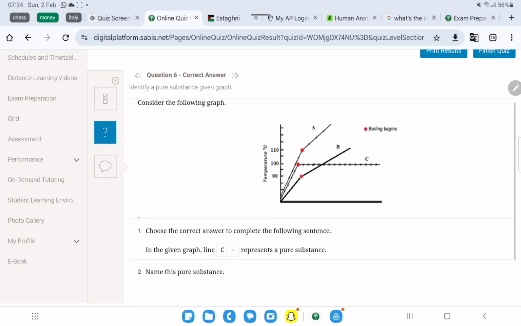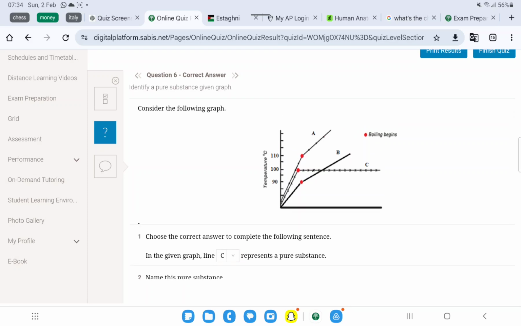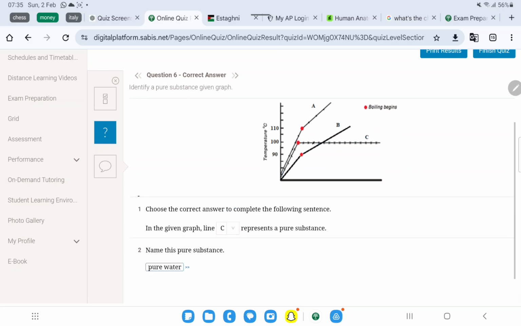And consider the following graphs. In the given graph, they want the pure substance. So as I said before, the temperature will keep increasing until the boiling point, and then it will continue with a constant temperature, not increasing, not decreasing. It will continue with the same temperature. So graph C, this one, represents a pure substance.